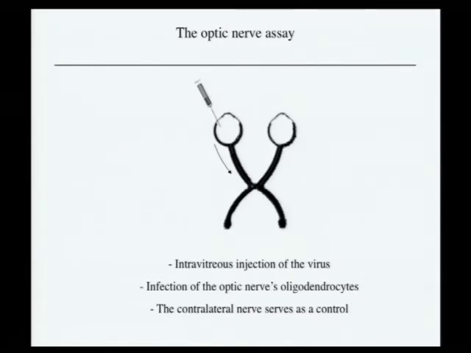So to test this hypothesis, we use an assay which consists in injecting the virus in the eye of the mouse, where it's going to infect the neurons which are in the retina, the retinal ganglion cells, and those neurons send their axons down the optic nerves.